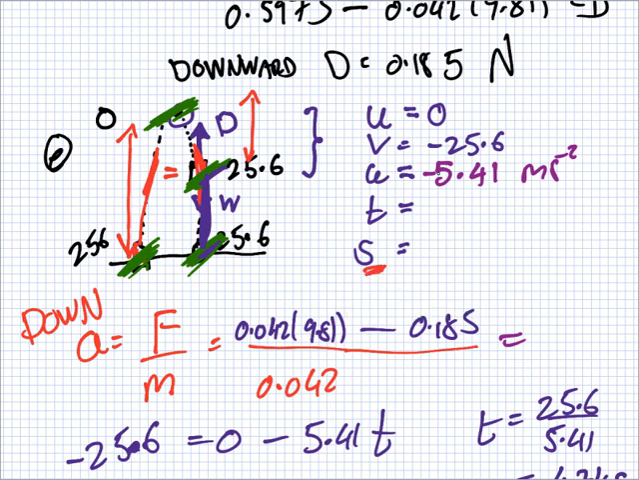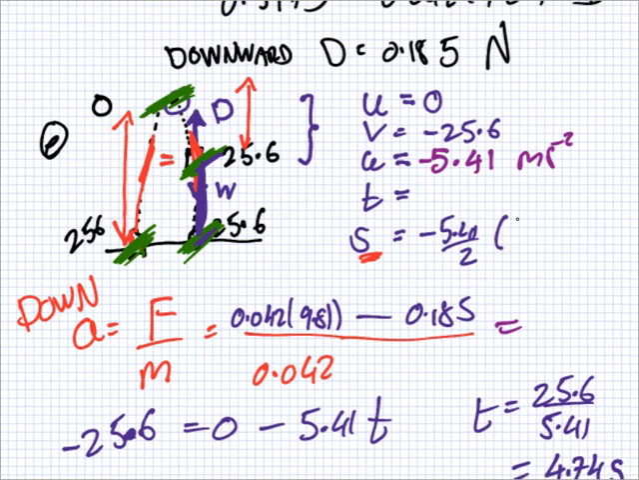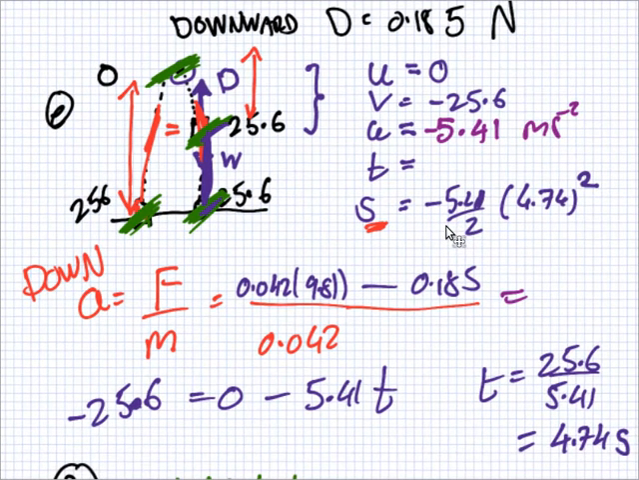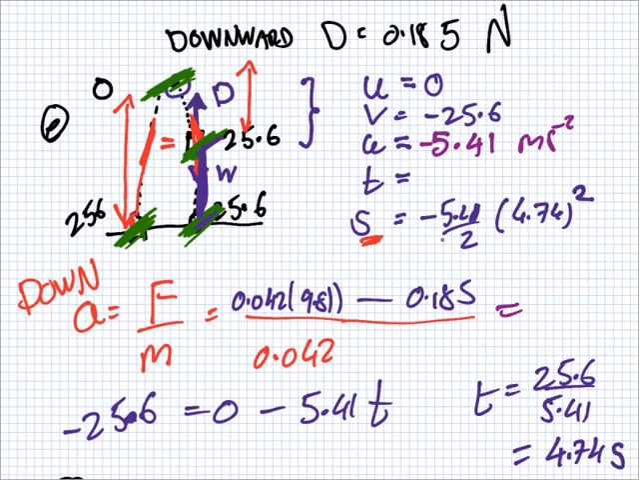So, S is UT plus a half A T squared. What was my T? 4.74. Okay, so what is that, please? 5.41 divided by 2 multiplied by 4.74 squared, if you don't mind typing that in, please. 5.41 divided by 2 times 4.74 squared. 60.775. So 78, we'll say, meters.